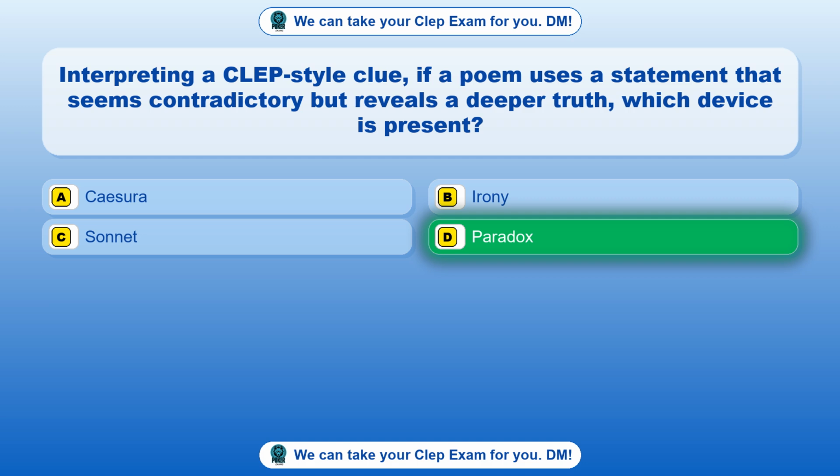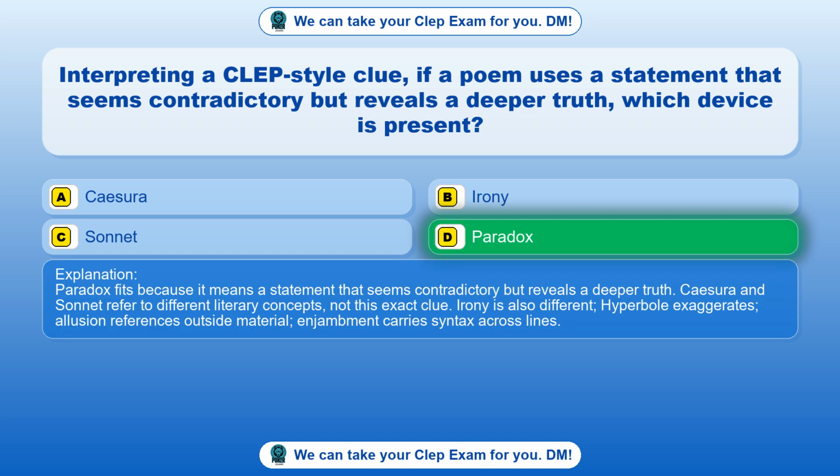Paradox. Paradox fits because it means a statement that seems contradictory but reveals a deeper truth. Caesura and sonnet refer to different literary concepts, not this exact clue. Irony is also different. Hyperbole exaggerates, allusion references outside material, enjambment carries syntax across lines.